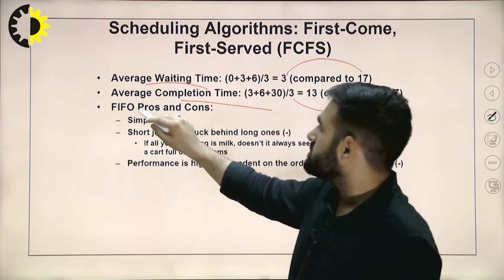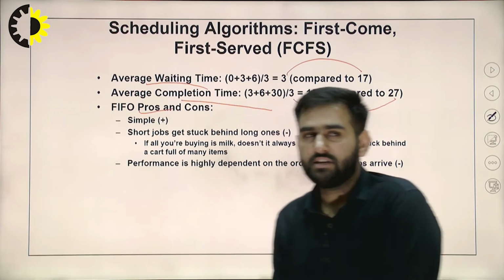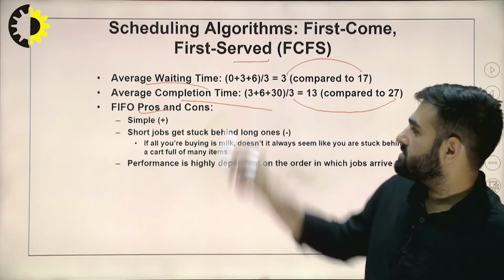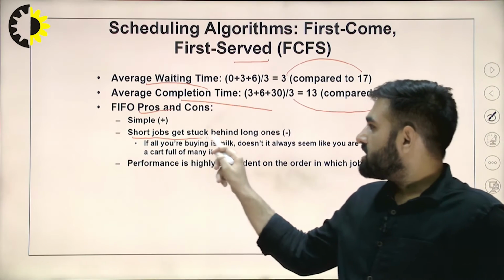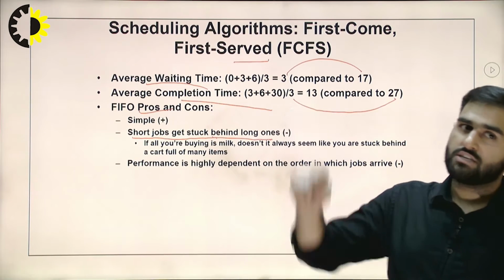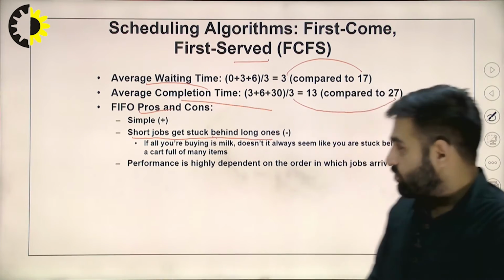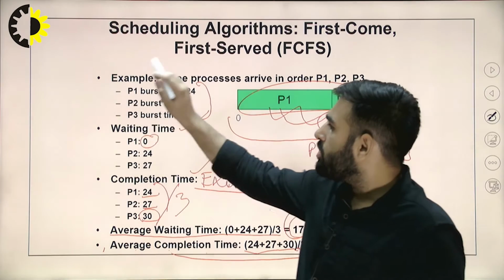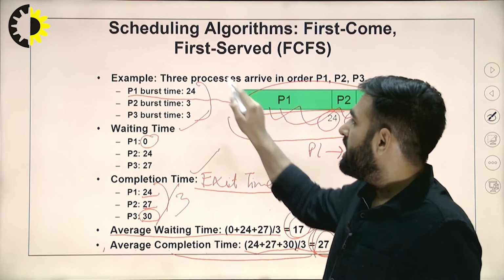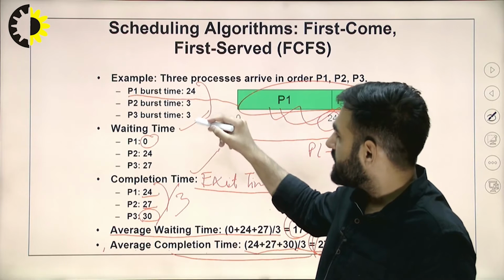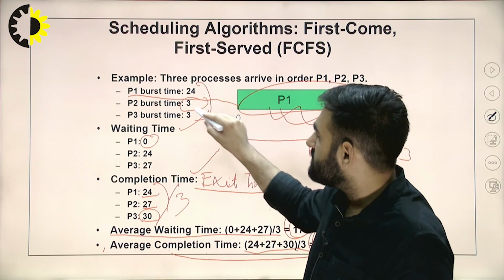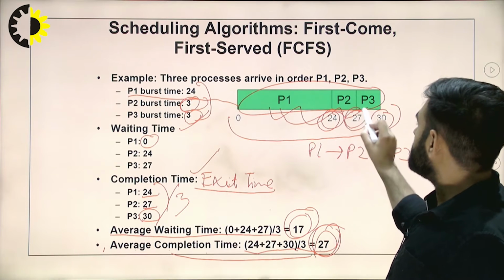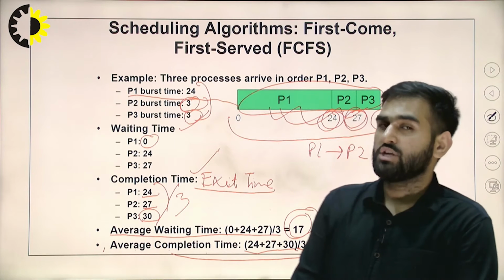Now see the pros and cons, that means the positive points or advantages of FCFS and the negative points of FCFS. A short job gets stuck behind a long job, as we have seen in the first example. P1 with the longest burst time, 24, came first, and the shortest processes P3 and P2 with 3 had to wait 24 and 27. This is the longest waiting time for these processes.